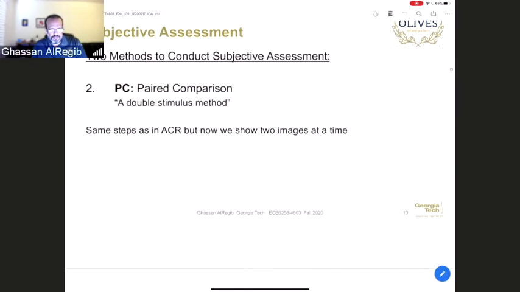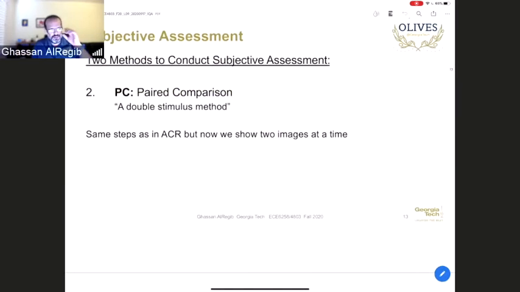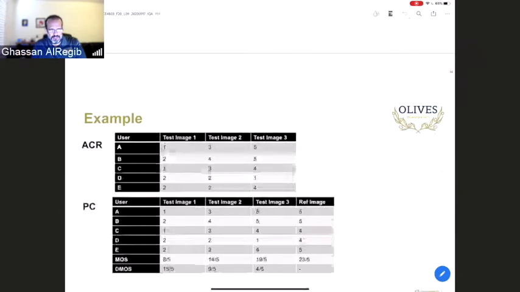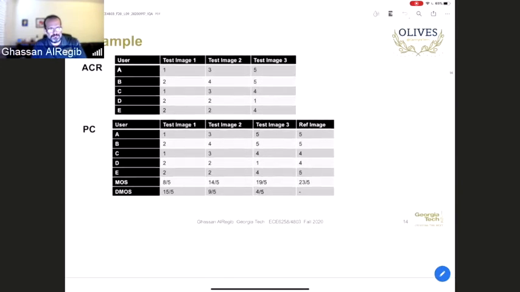In addition to the single stimulus method, we also have a double stimulus, or two stimuli, method. Here, instead of showing one image at a time to the observer, we show 2 images. And remember, among these images, we have the references as well, the distortion-free images. Here's an example of the two methods. In each case, we have 5 users.